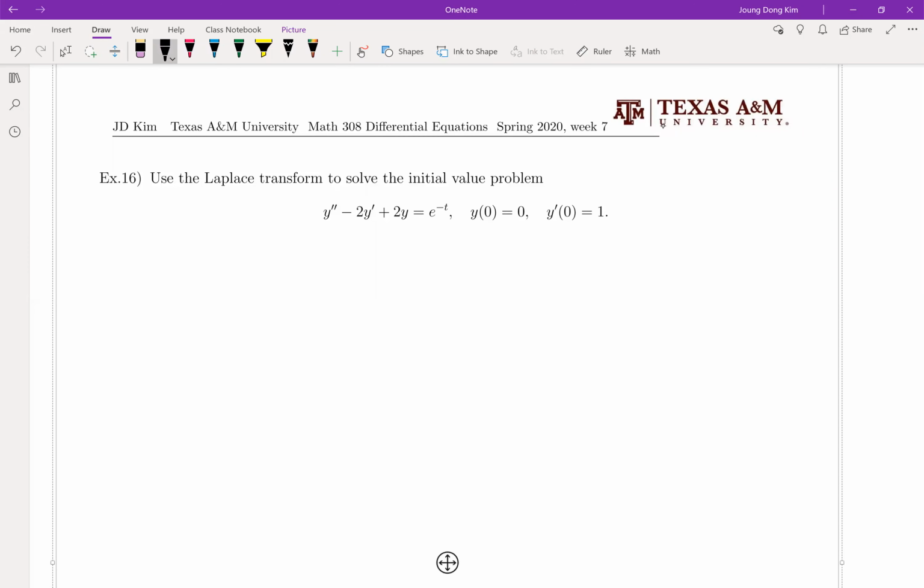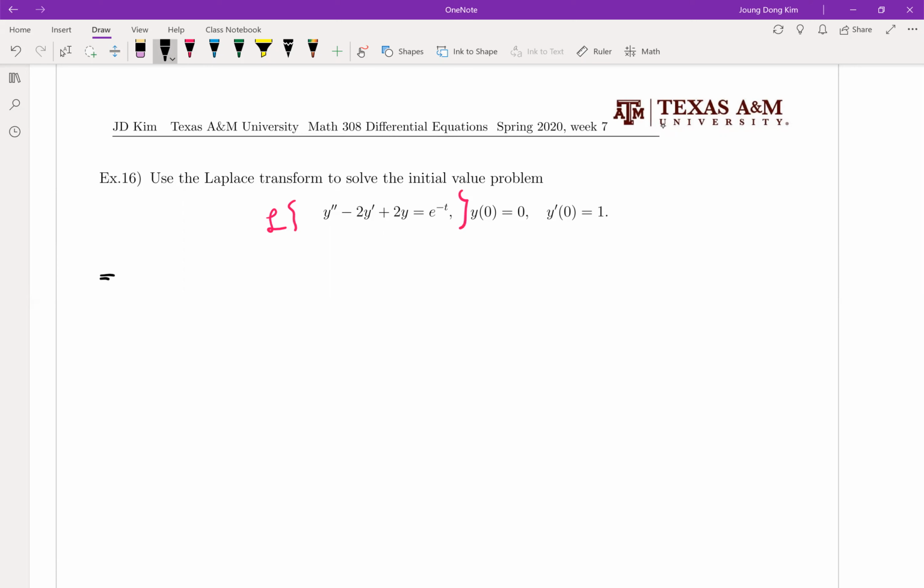Okay, let me give you one more problem. Here we go. This one we can also solve by the undetermined coefficient method or variation of parameters, whatever, we can do it. But let me show you how we can solve this one by the Laplace transform as well. So let me apply the Laplace transform to this differential equation.